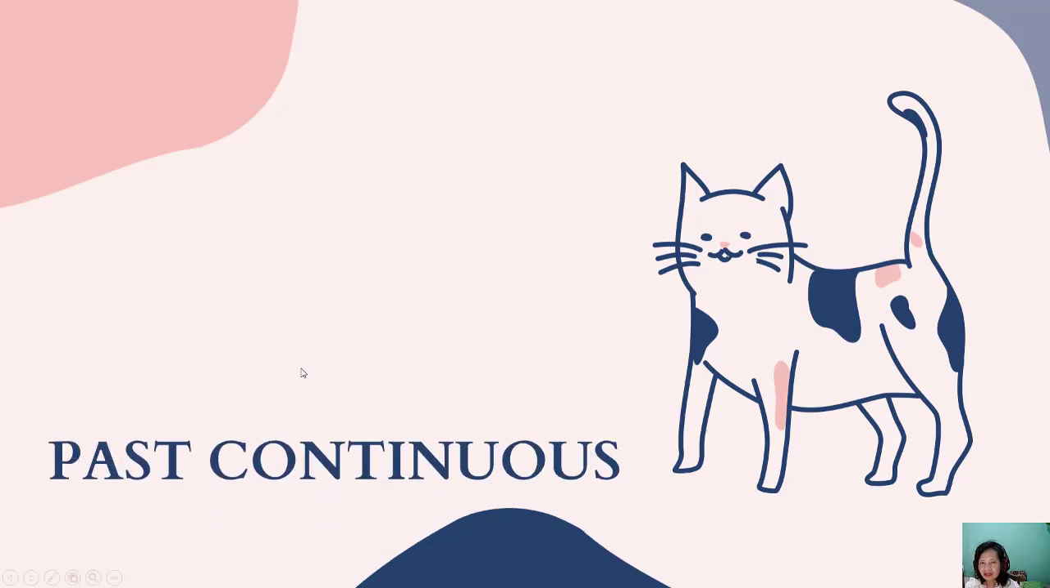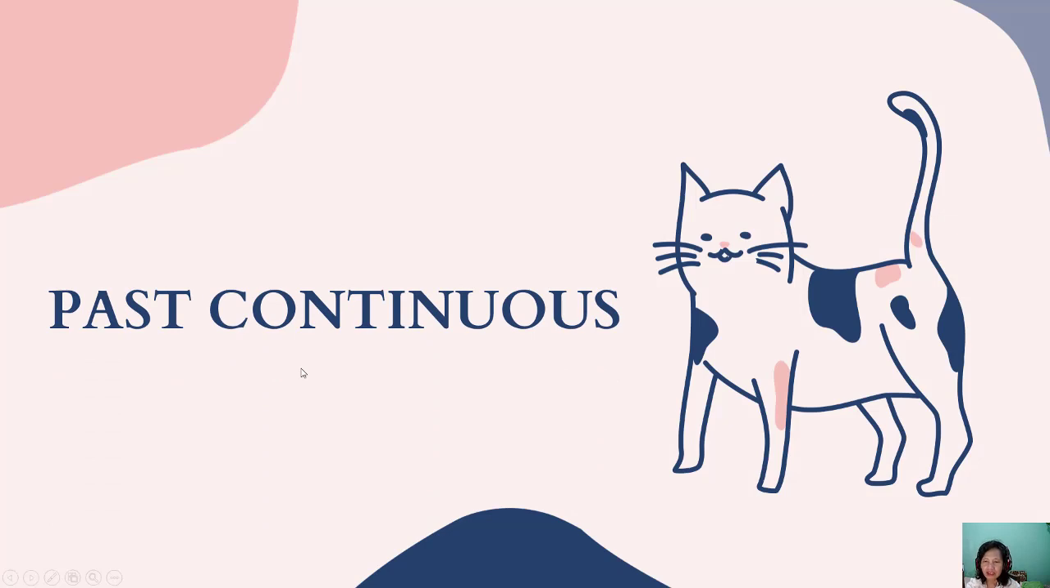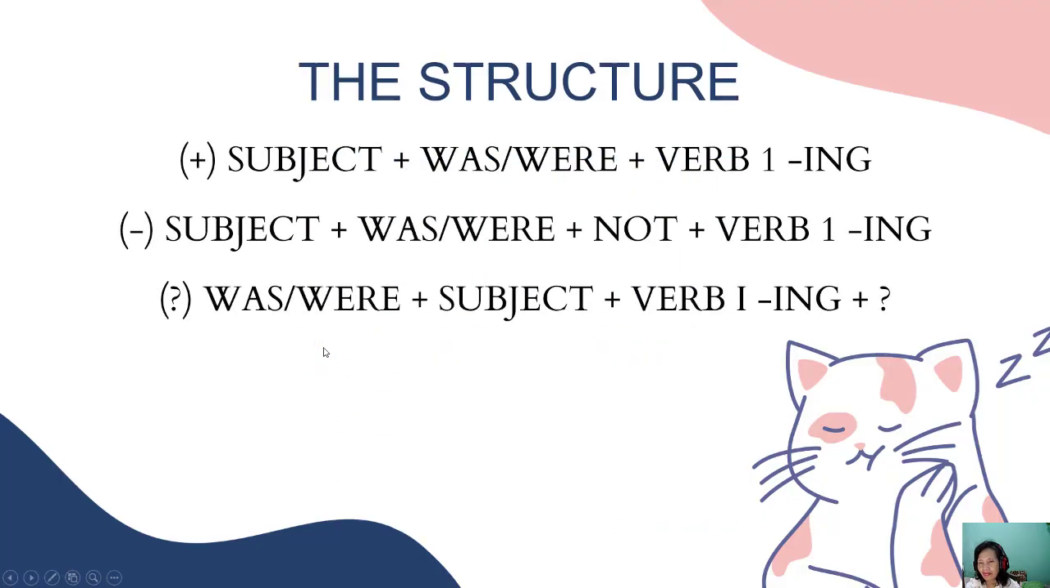Okay, the next is past continuous. Let's see the structure. Subject plus was or were plus verb 1 plus ing. I hope that you still remember present continuous, present perfect continuous, or future continuous. In all continuous tenses, the verb is in present participle, verb 1 plus ing.